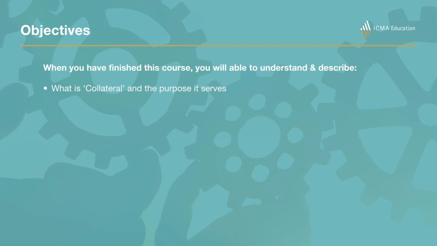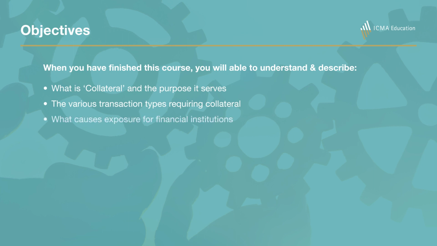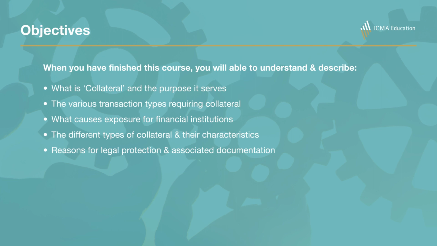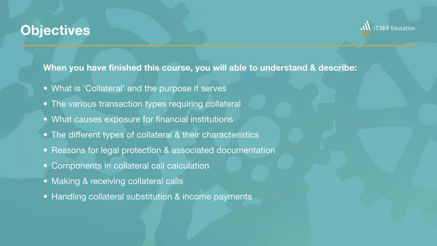What is collateral and the purpose of its service? Identify the various transaction types requiring collateral. What causes exposure for financial institutions? The different types of collateral and their characteristics. Reasons for legal protection and associated documentation, components in collateral call calculation, making and receiving collateral calls, handling collateral substitution and income payments, and finally, primary risks and mitigating controls throughout.